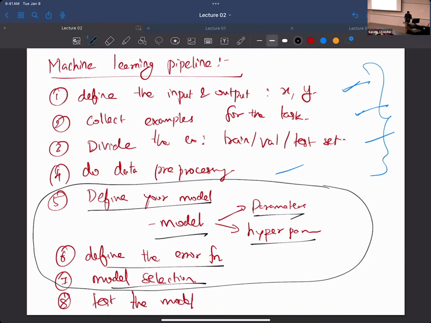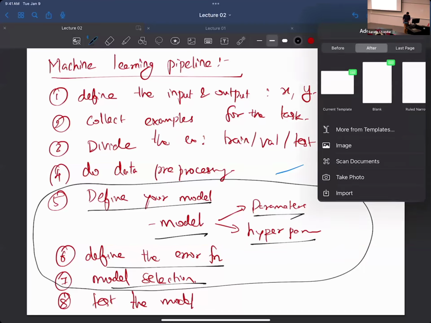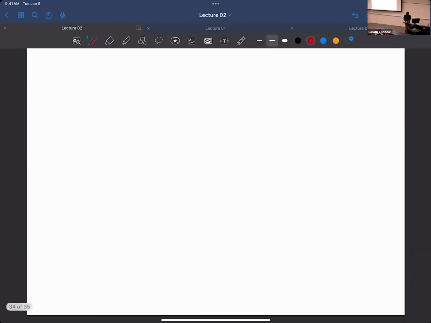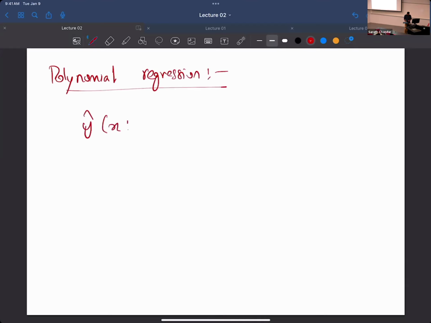Okay, I think we touched a lot of things today. So now let us go back to the polynomial regression. We're going to do a bit of modeling. So our polynomial regression equation looks something like this, right? Like so, y hat of x given w is equal to w0 plus w1x plus w2x square all the way to wm x to the power m, right?